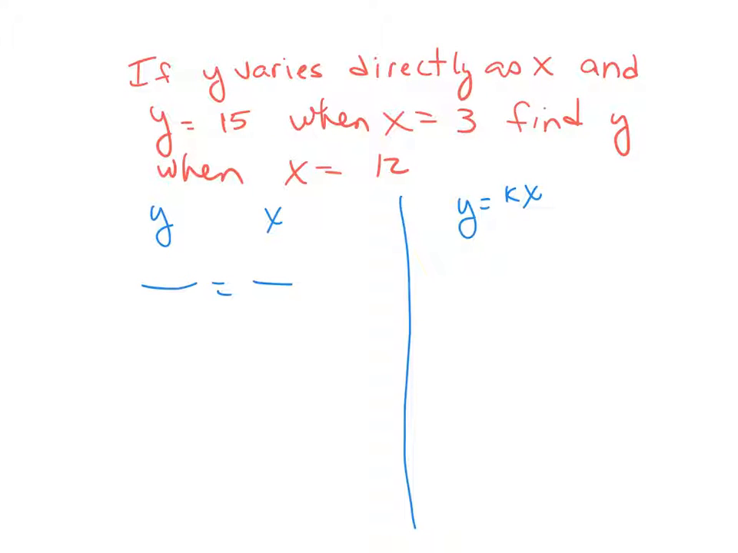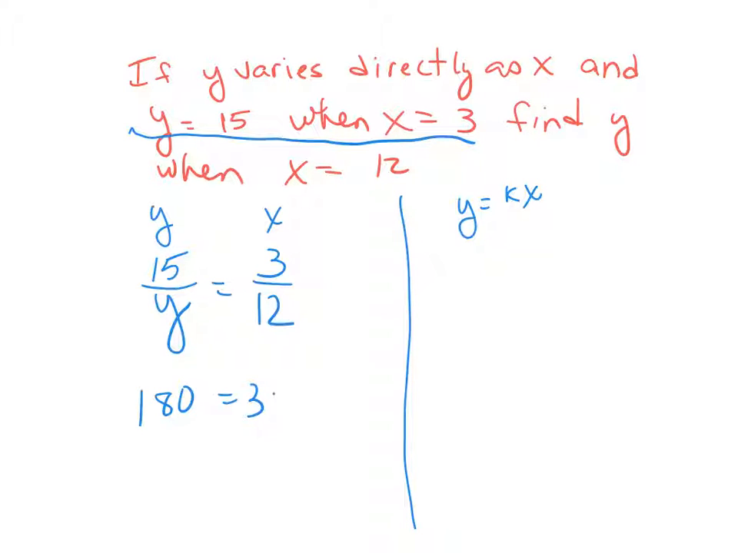So the first way is just a basic proportion. They have a full set of information, which is this right here, and an incomplete set of information, which is the second part. So I know that y is 15 when x is 3. Find y, so they don't know y, when x is 12. And that should be 180 equals 3y, and y equals 60. Okay?